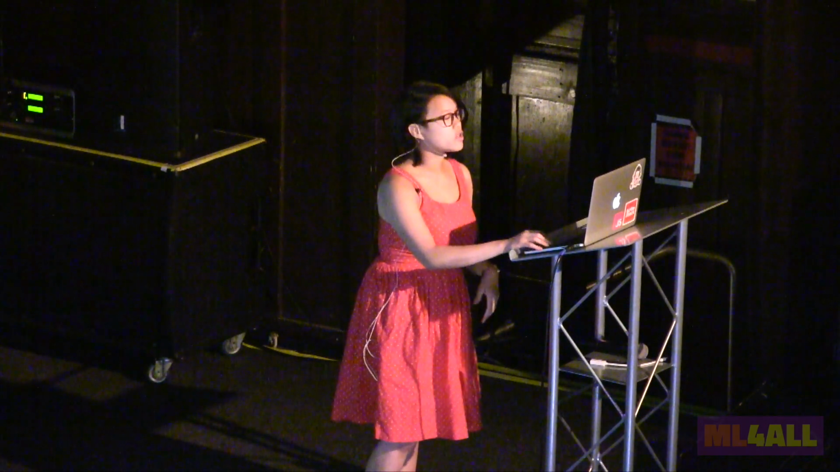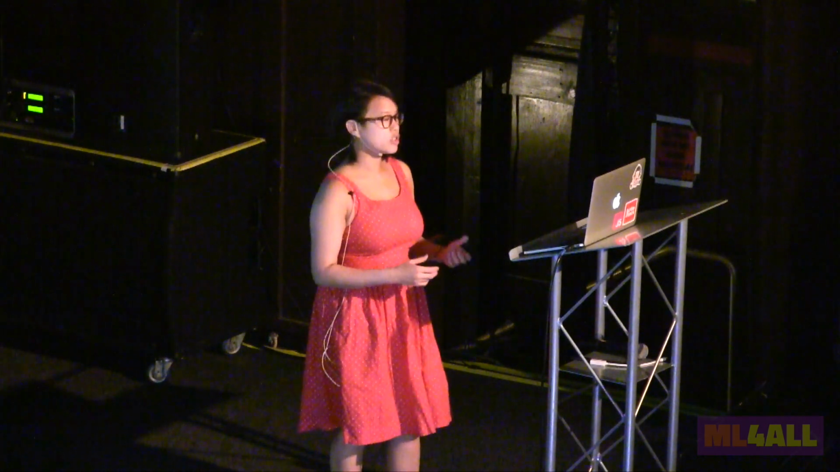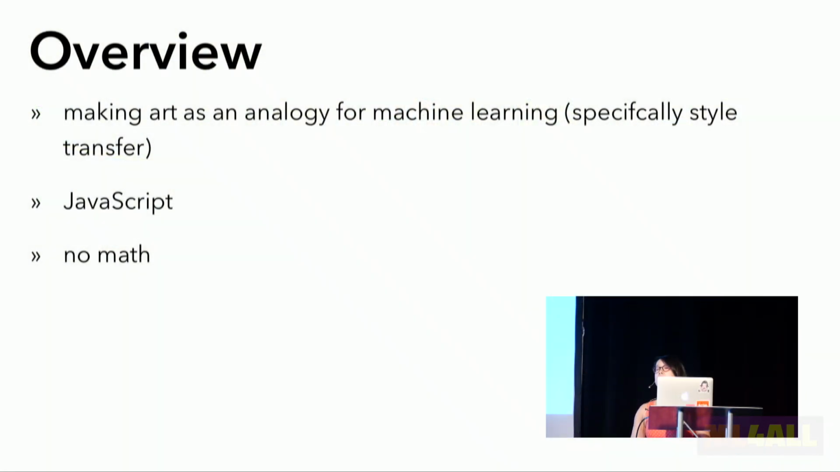So in this talk, I use the act of making art as an analogy for machine learning, specifically the task of style transfer, and I will be using JavaScript to illustrate some of the concepts we'll be coming across. You'll also notice in this talk that there will be barely any math, and it's because the JavaScript libraries that I'll be using in this talk tuck away the complexity.